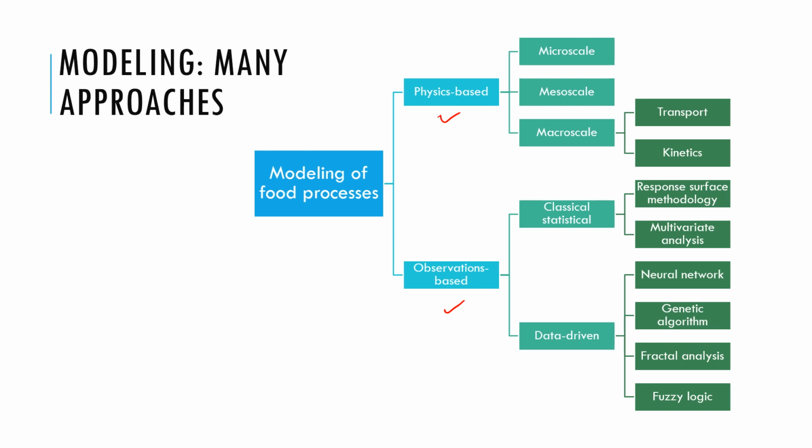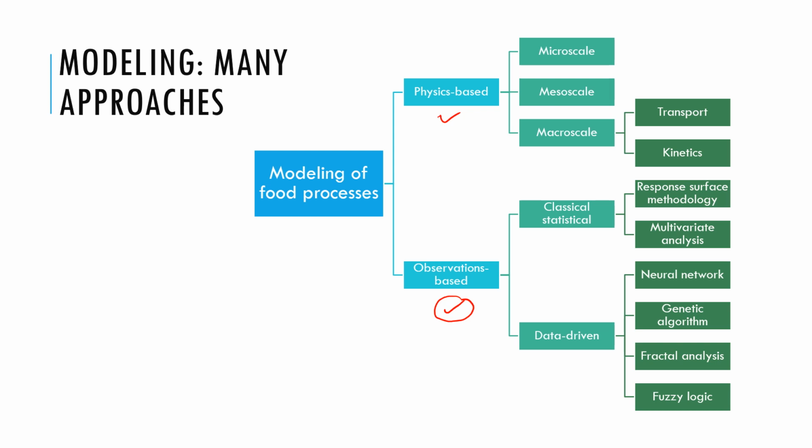In contrast, observation-based models are inferred primarily from the measured data. They are black box models to different degrees in relation to the physics of the process. They're good when time and resources do not permit a complete physics-based understanding of a process.